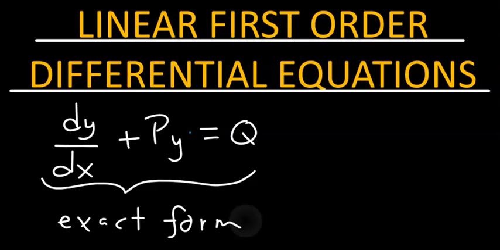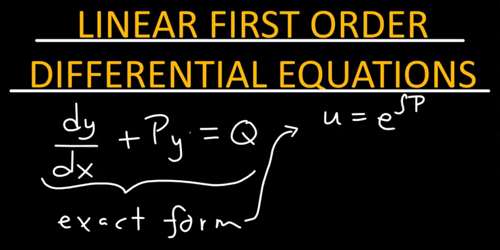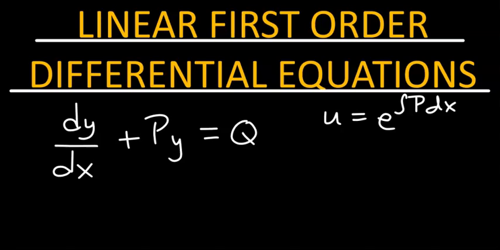To get to this exact form, we need a function known as the integrating factor. An integrating factor, let's call it u, is expressed in the following form. It is e to the power integral of p dx, where p is this p right there. This is how we use u to turn this equation into an exact form.